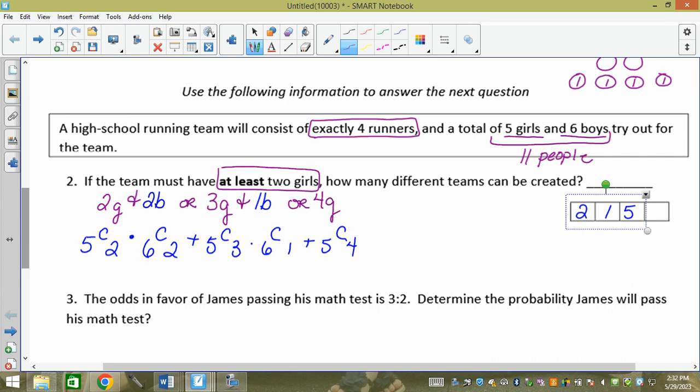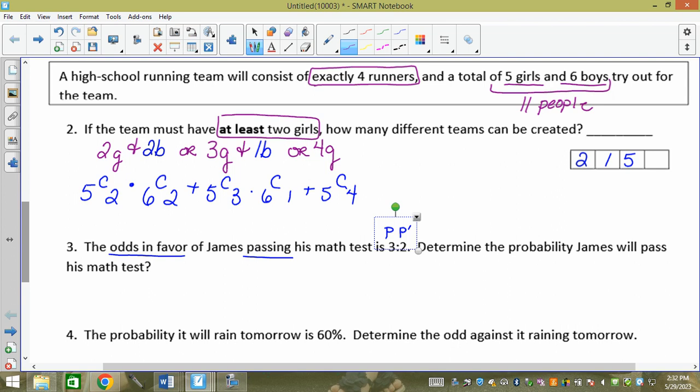Odds in favor. Whatever comes after odds in favor comes where? First, right? So odds in favor of passing means passing comes first and its complement not passing. That's a nice way of saying failure. Not passing. Determine the probability that James will pass his math test. So they want the probability to pass.